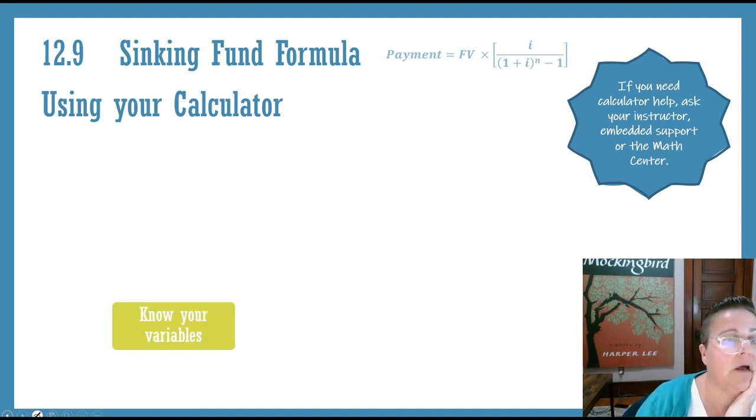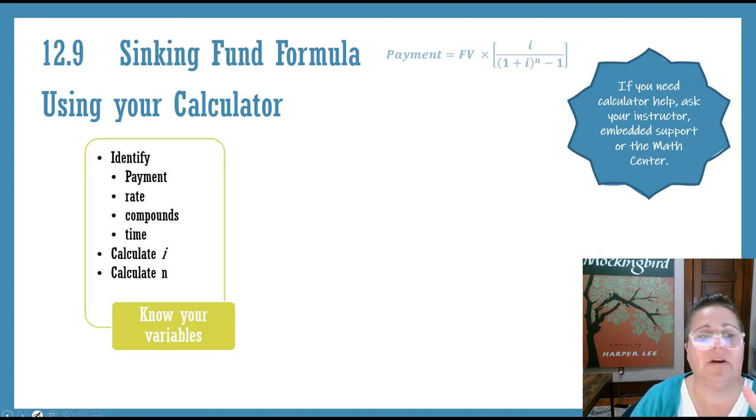Okay. All right. As before, know your variables. You want to be able to identify your goal amount. How much are you saving for? What's the interest rate? How many compounding periods do you have? Can you calculate the I value and the N value? You need to be able to do all of those things.